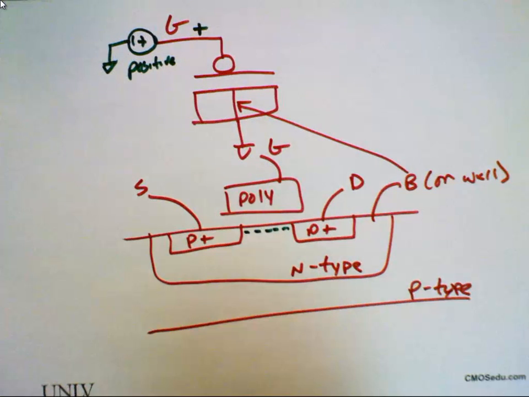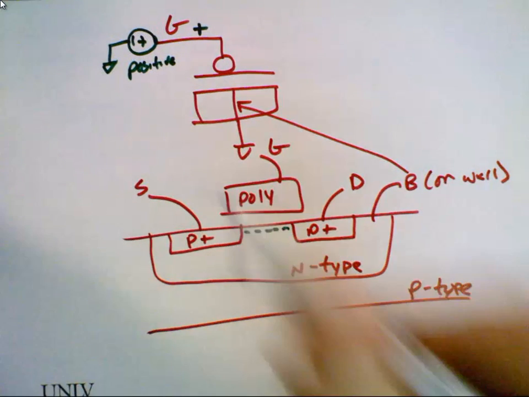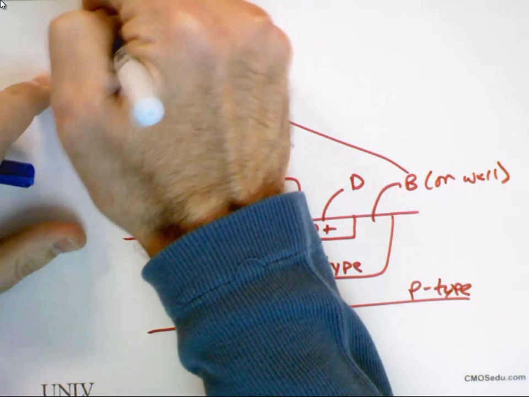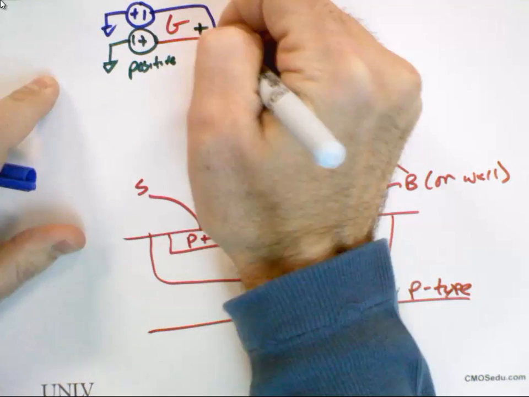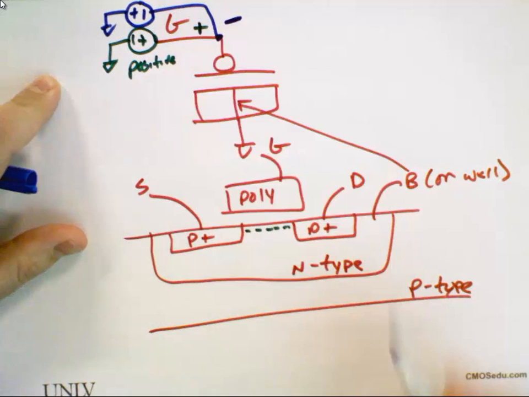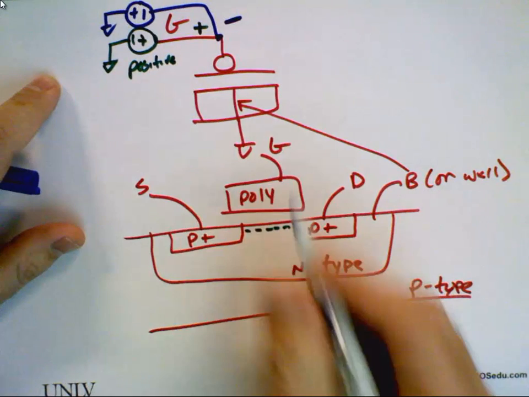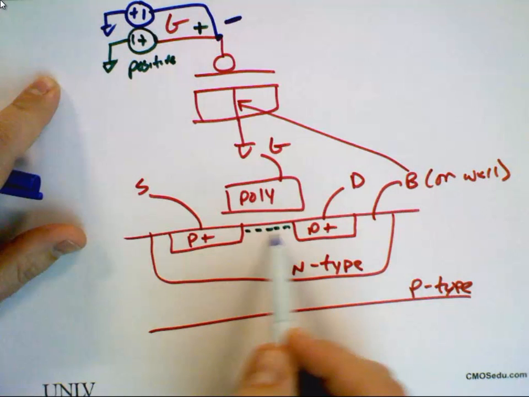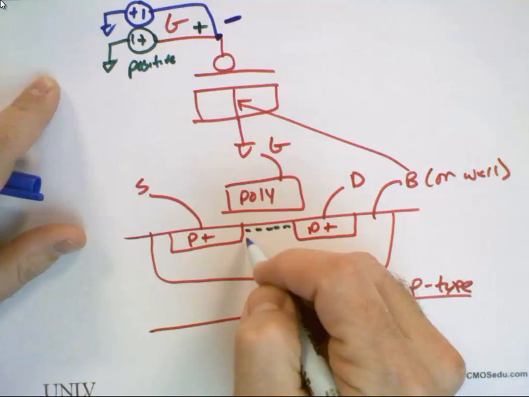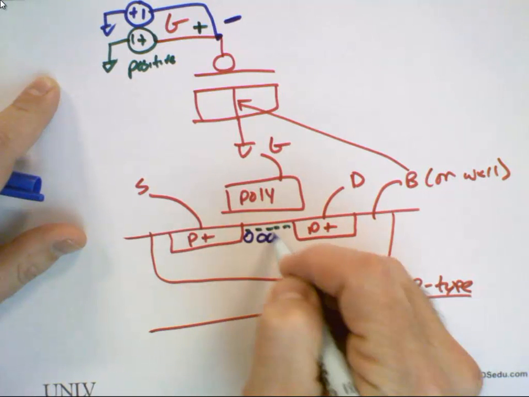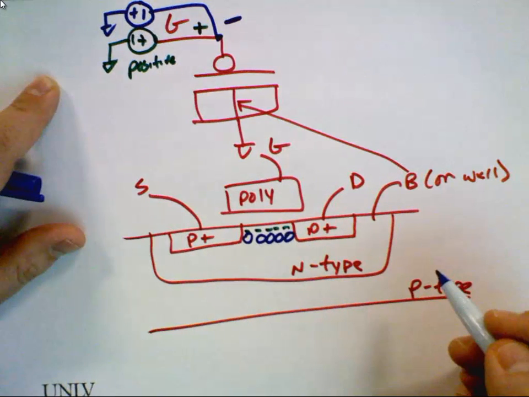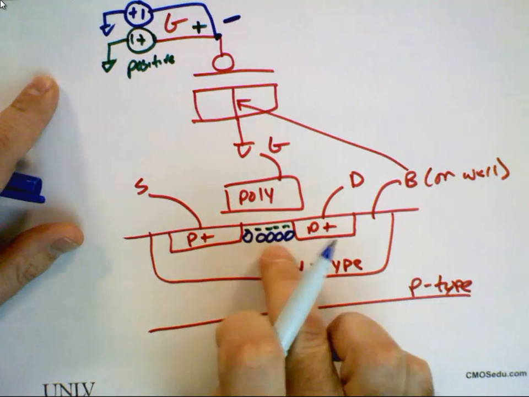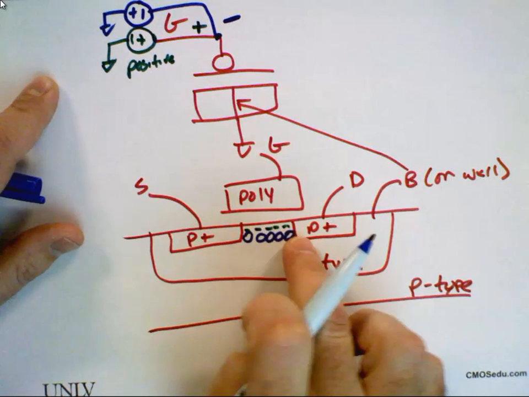Let's go with a negative potential over here. What do we attract? Or let's be more exact. When we put a negative potential there, what do we repel? We move the electrons away, right? And that leaves behind holes. Okay? And that strongly inverts the surface.